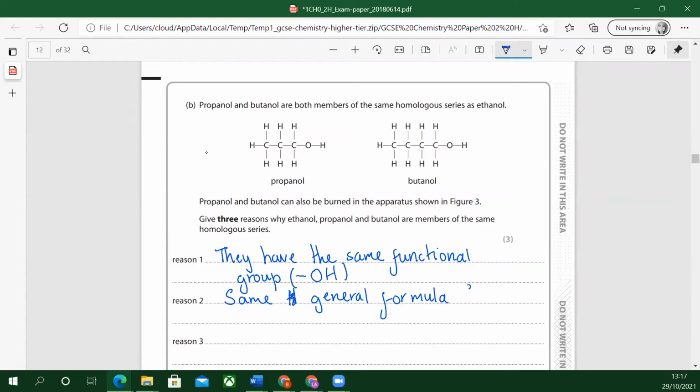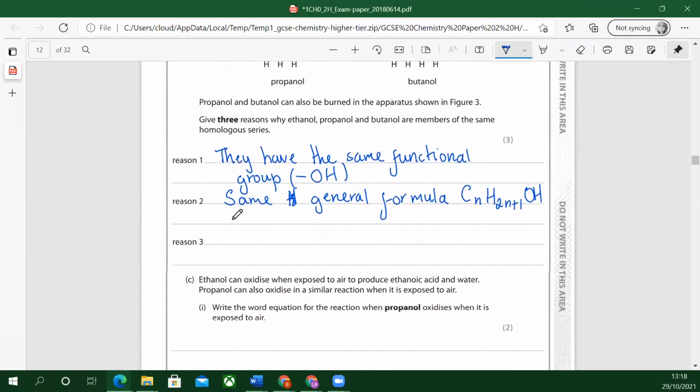Formula is CnH2n+1OH, because they're alcohols. Alkanes and alkenes have a slightly simpler one than that, but the same general formula. And another one is that they react. So let's talk about their reactions.